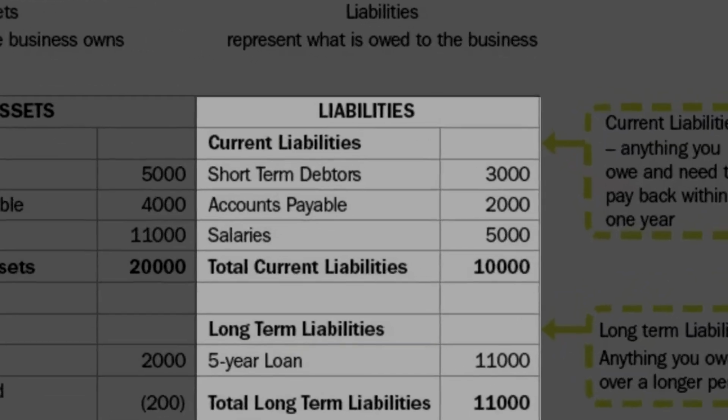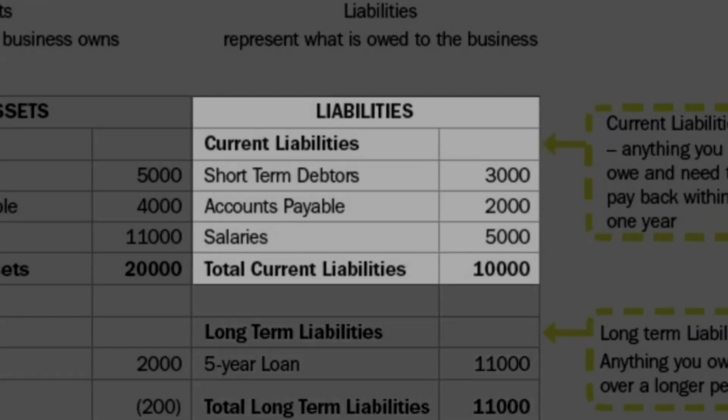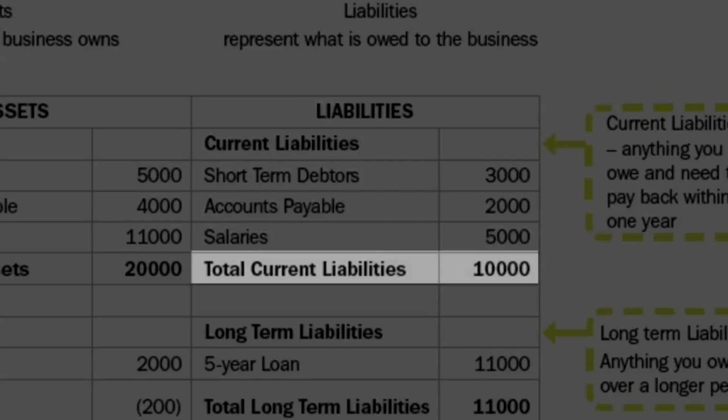Next, let's look at the right-hand side of our balance sheet. First, we have current liabilities. This is anything the business owes and has to pay back within 1 year. This includes short-term debtors, maybe an overdraft or a short-term loan, accounts payable. This is monies owed to suppliers and salaries. In our example, the total current liabilities are £10,000.